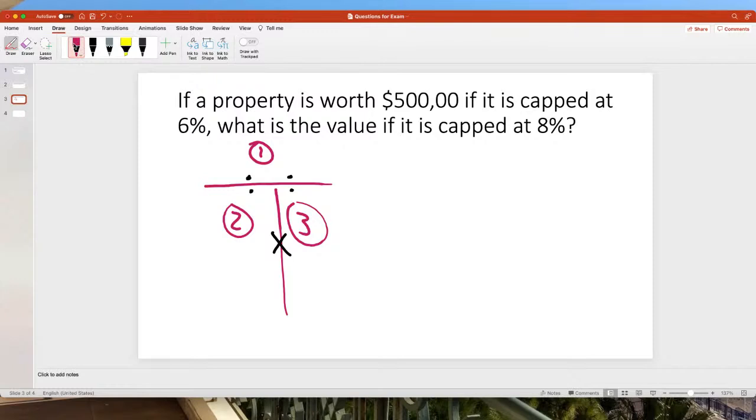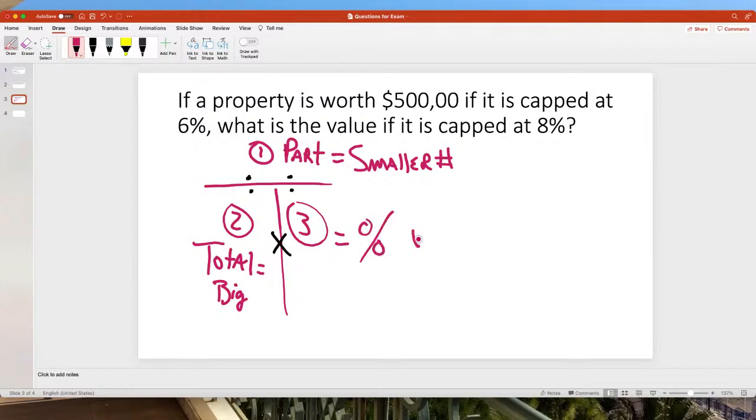So let's go back to this T problem, and there are three parts. The top is going to be labeled part, and I always like for people to think of the smaller number. Okay, so keep that in mind. Number 2 is total, and I want you to think of the bigger number. So it equals the bigger number. And 3 equals what we call the percent or the rate.